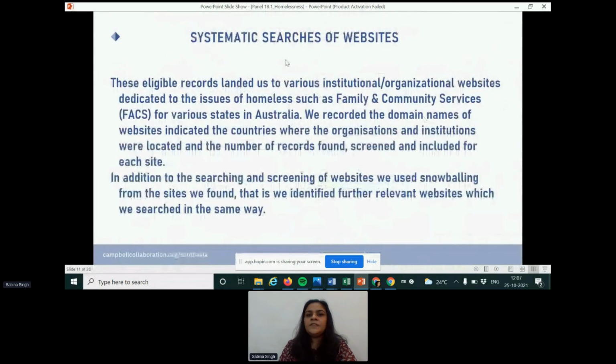So next we did the systematic searches of websites. Whatever results we retrieved from the earlier searches, we simultaneously identified some of the websites that were coming up in the results. For example, there's Family and Community Services from Australia, and similarly several other websites like Crisis from UK and certain others from various countries or regions. So we recorded the domain names of these organizations and institutions, and then we did the screening and searches of websites using the snowballing method.